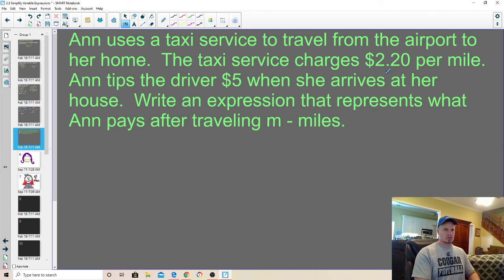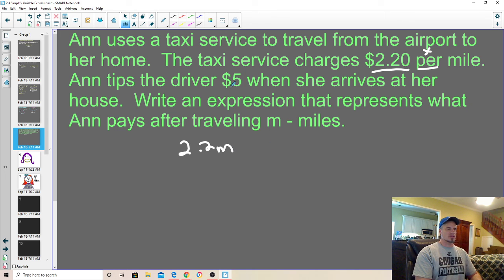So I want to look at a couple of things here. $2.20 per mile is a rate. Per is telling you it's adding for each mile. So it's repeated addition, which means multiplication. So if I'm writing an expression, this is getting multiplied. And it's getting multiplied by whatever represents miles, and in this case, m. Okay, so in the expression, it's 2.2. I don't have to write the 0. I'm not writing a dollar sign because it's an expression. Times m.